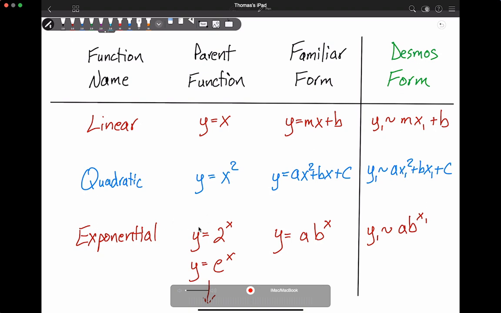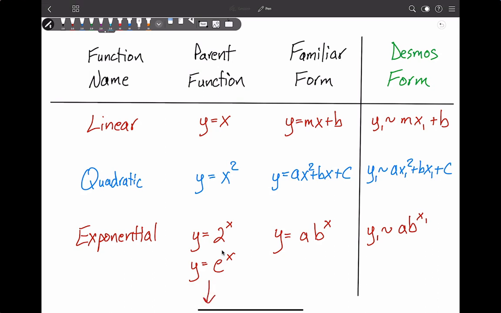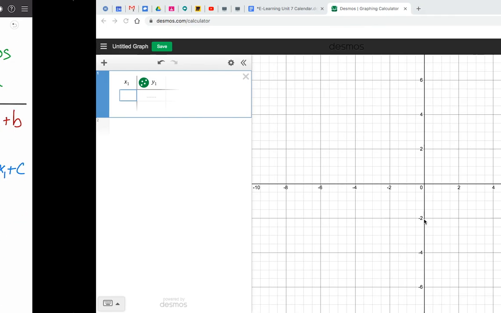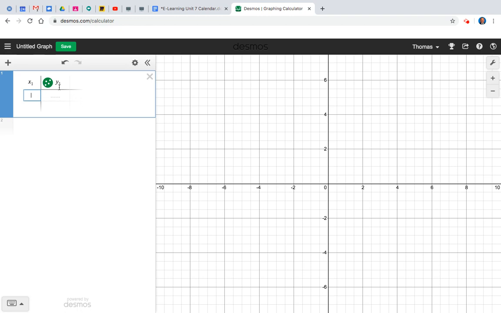And then finally, exponential. You could have 2 to the x, 3 to the x, where it doubles or triples each jump. Or you could have e to the x, all kinds of numbers as far as the base is concerned, and those are in other videos in this unit. But the familiar form is y is equal to a times b to the power of x. So when we transfer that familiar form into Desmos, it's going to be, again, y subscript 1 tilde a, and this is that regression symbol, times b to the power of x sub 1. And again, those x and y variables need that subscript of 1 because you're getting it from this table.